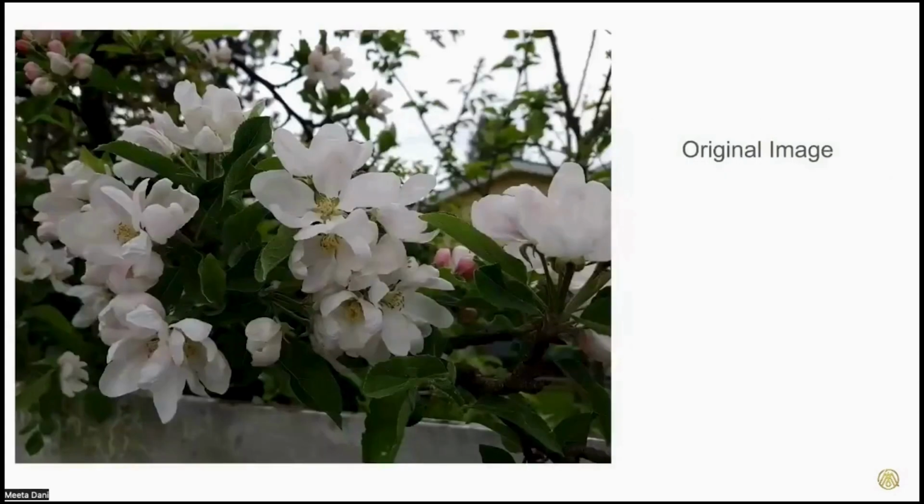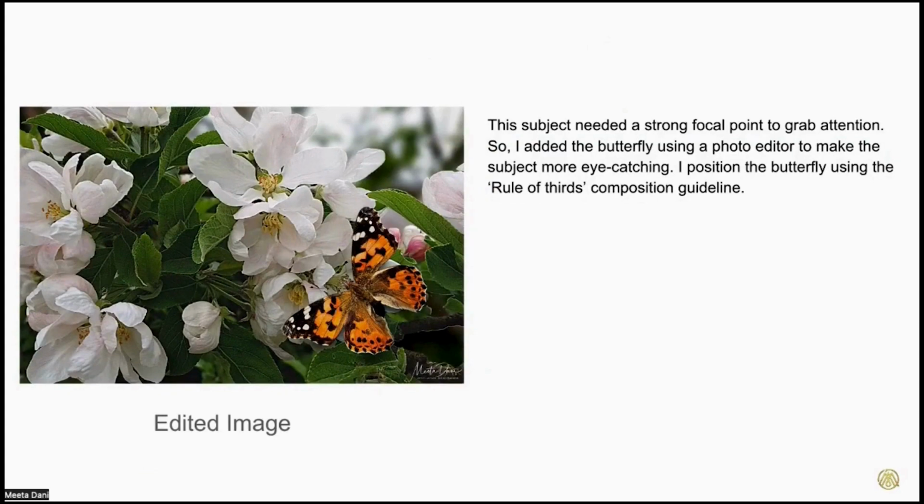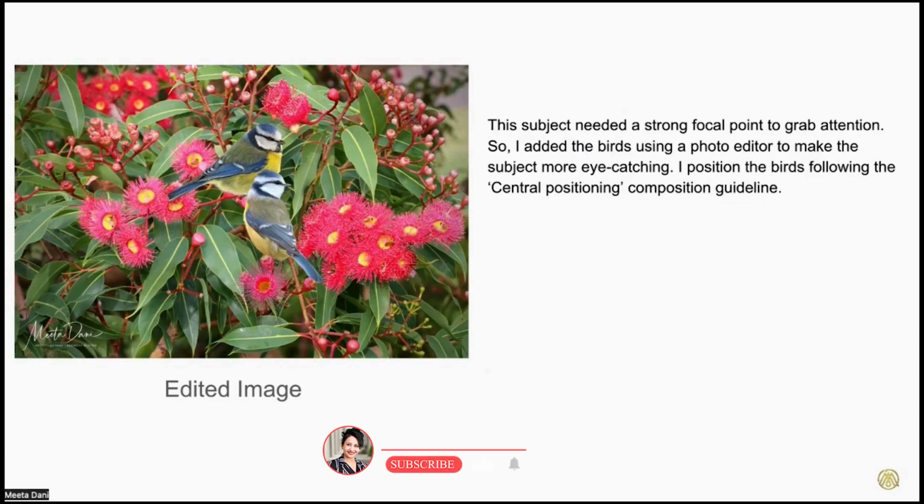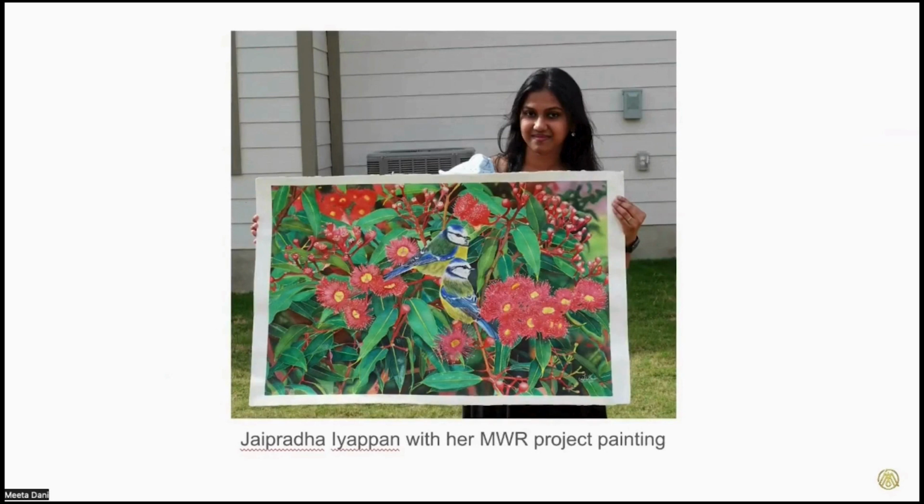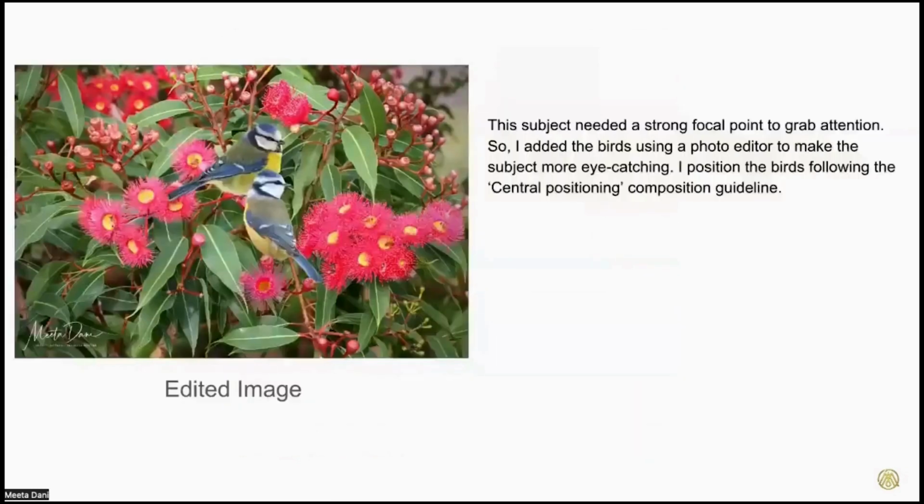So I used this particular photograph. First, I cropped it, increased its brightness and contrast, and then I added a butterfly. And it is looking quite stunning, isn't it? Right? Okay, I did the same when I clicked the photograph of the flowers. That time the birds were not there. Later on, I added birds using Canva, right? You can do all these things. You can click some wonderful flower subjects, and then you can add birds, you can add a butterfly, and it will look really stunning. And then my student painted it. 2 of my students painted the same subject. This is Jayaprada Ayyappan with her project painting based upon this reference photograph.